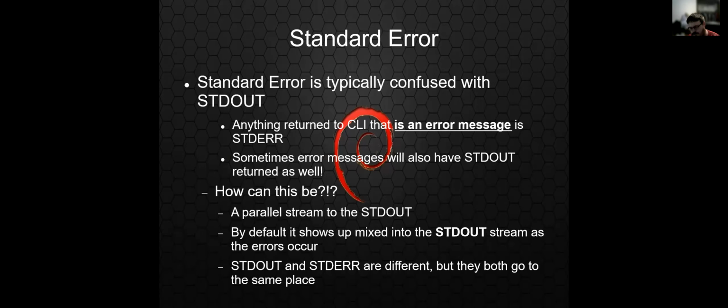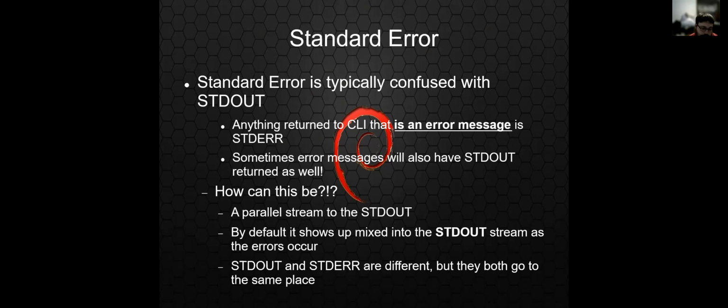Keep in mind that these streams are parallel to one another. If there's standard output, it's not only standard output. Since they're parallel, you could have standard output and standard error displayed to the same screen. By default, the error shows up mixed in with the standard out stream as the errors occur, but they are different, but they go to the same place. When you issue a command that has both output and errors associated with it, it's going to display both of them. It's not going to break them up between the two. So it could be output, then error, then output, then error.